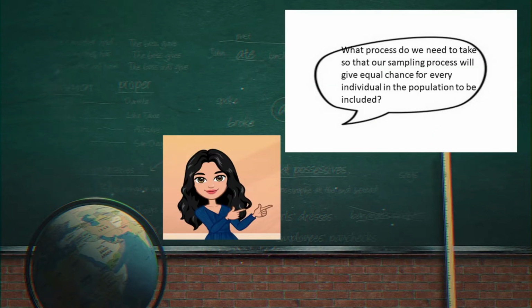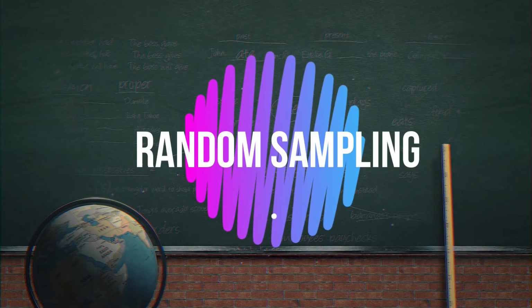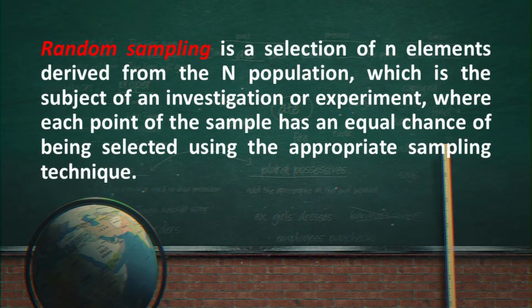What process do we need to take so that our sampling process will give an equal chance for every individual in the population to be included? Yes, it is random sampling. Now, what is random sampling? Random sampling is a selection of n elements derived from the N population, which is the subject of an investigation or experiment, where each point of the sample has an equal chance of being selected using the appropriate sampling technique.